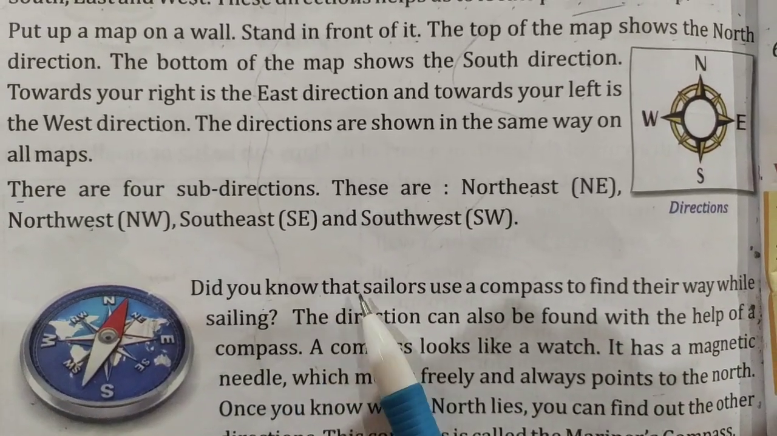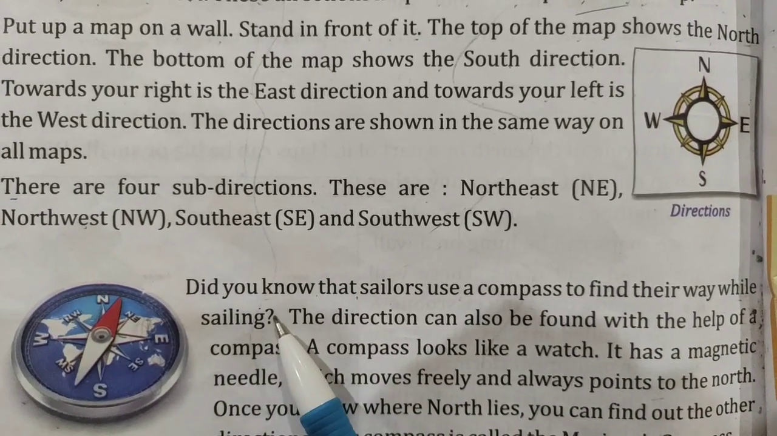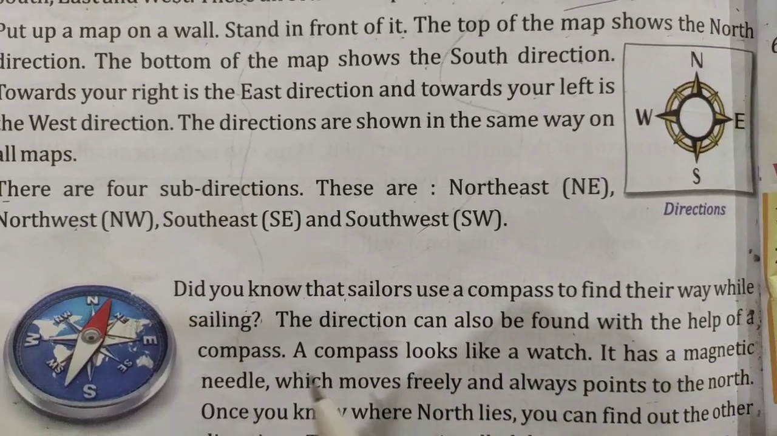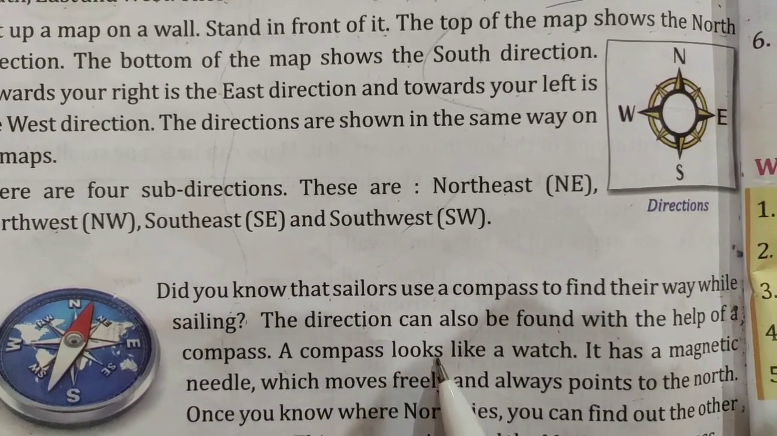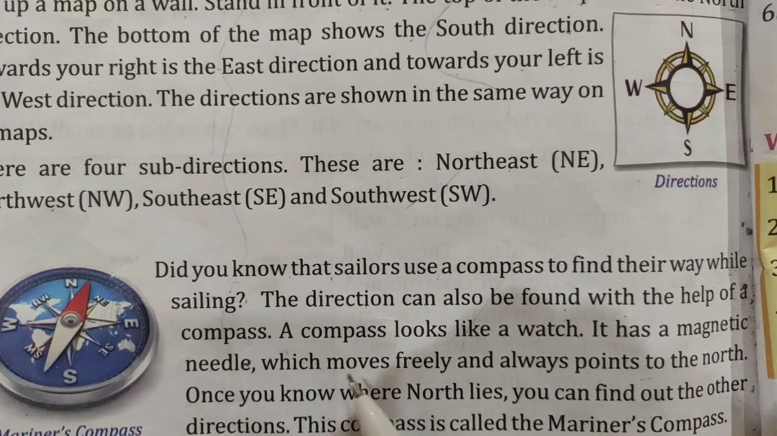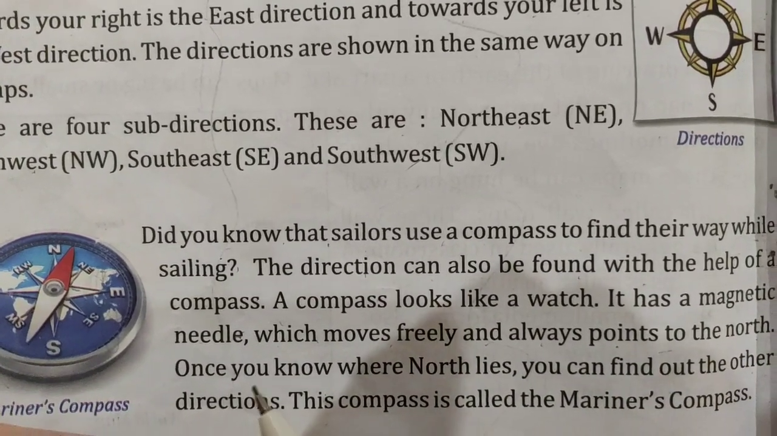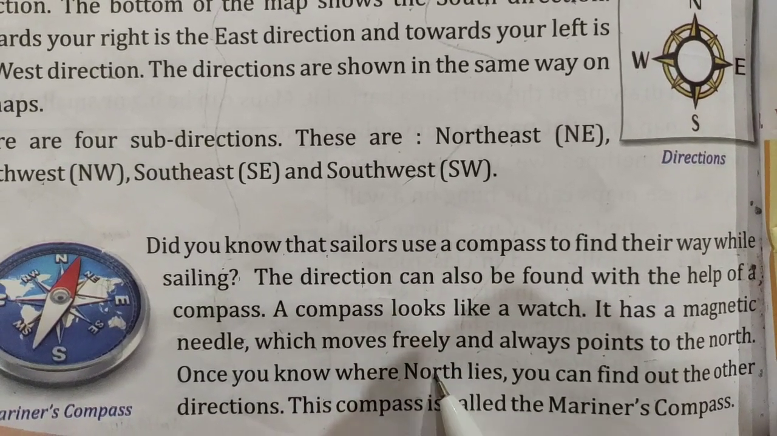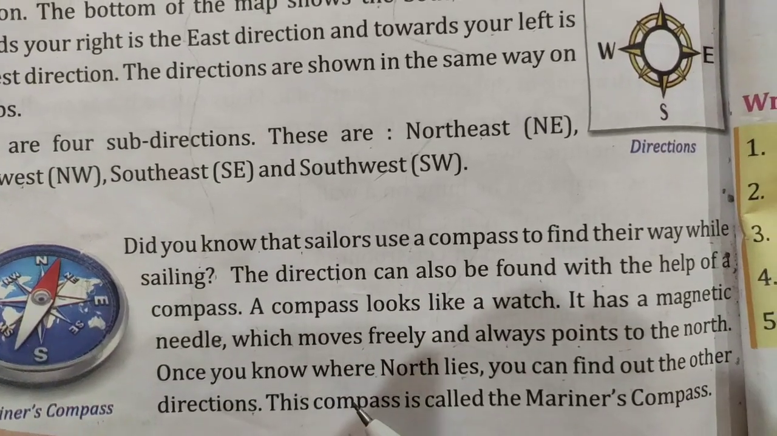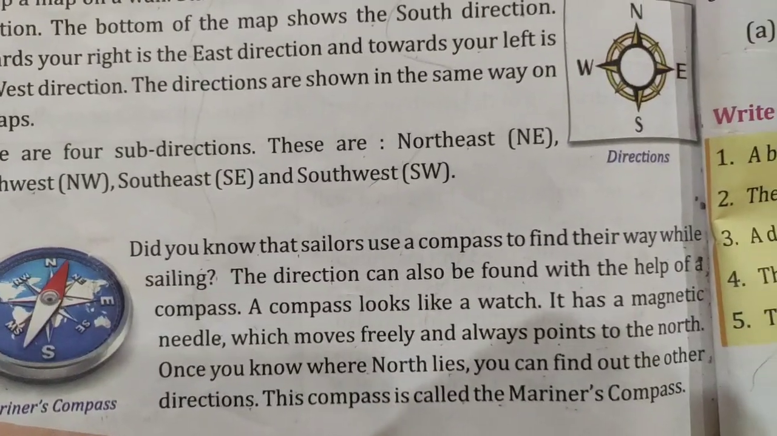Okay, so did you know that sailors use a compass to find their way while sailing? The direction can also be found with the help of a compass. A compass looks like a watch. It has a magnetic needle which moves freely and always points to the north. Once you know where north lies, you can find out the other directions. So this compass is called the mariner's compass.